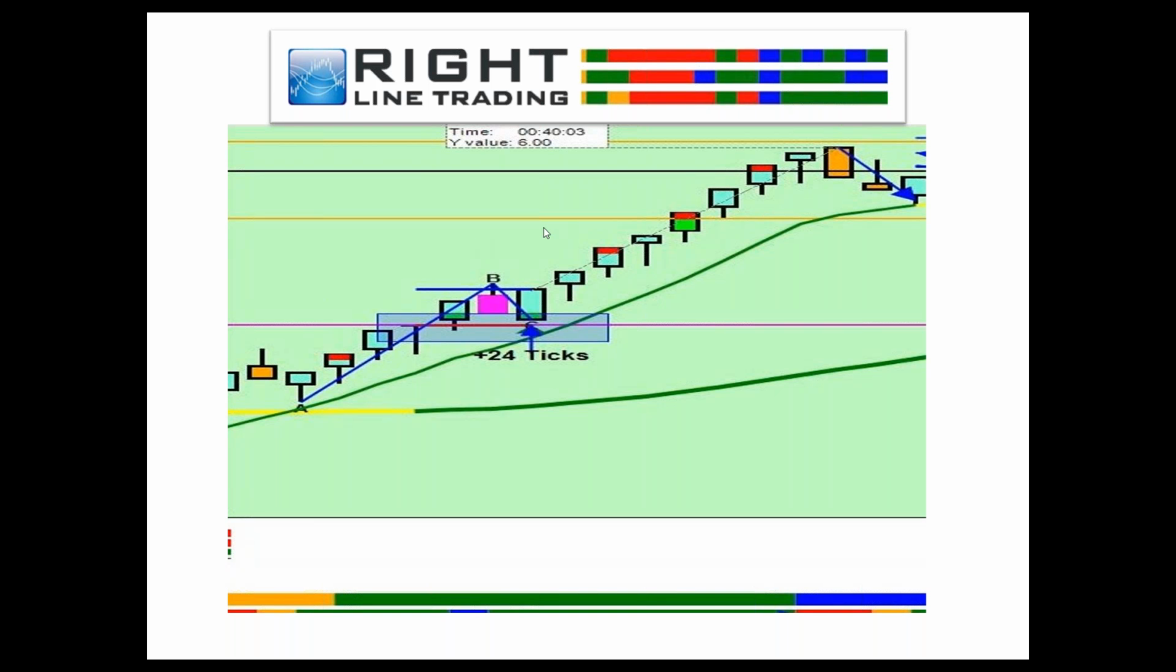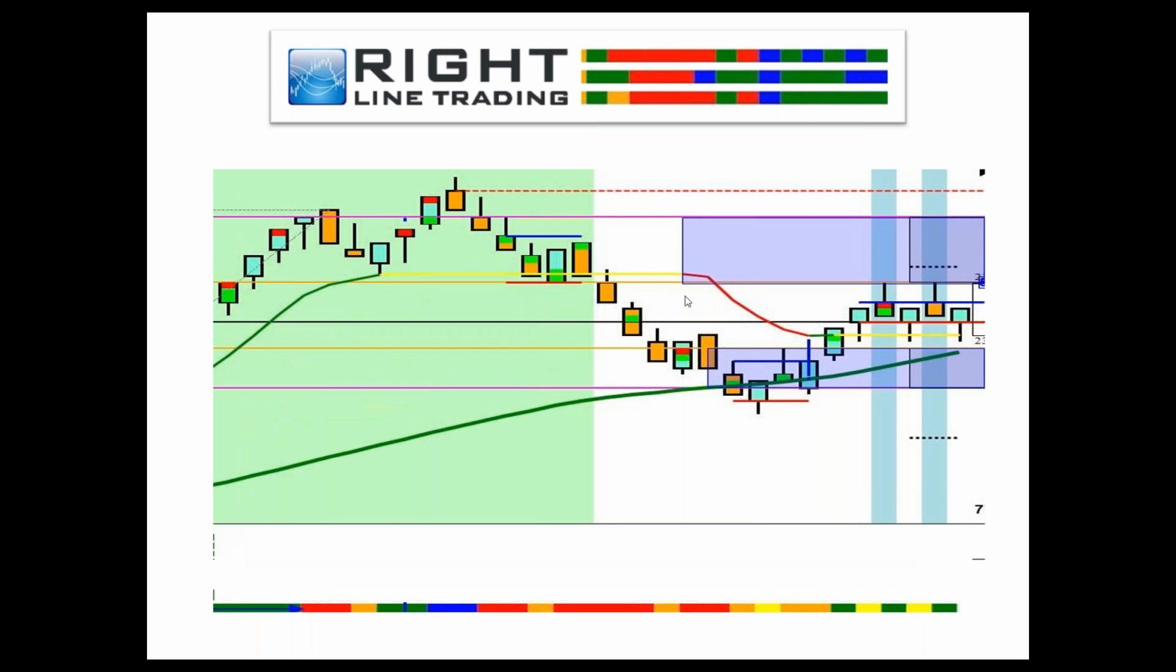Now these, I'm just going to go through a few trades that I took in the trading room. This is in the direction of order flow, on the move up, the retracement back, the continuation for 24 ticks. Now what I wanted to show here, hold on one second.